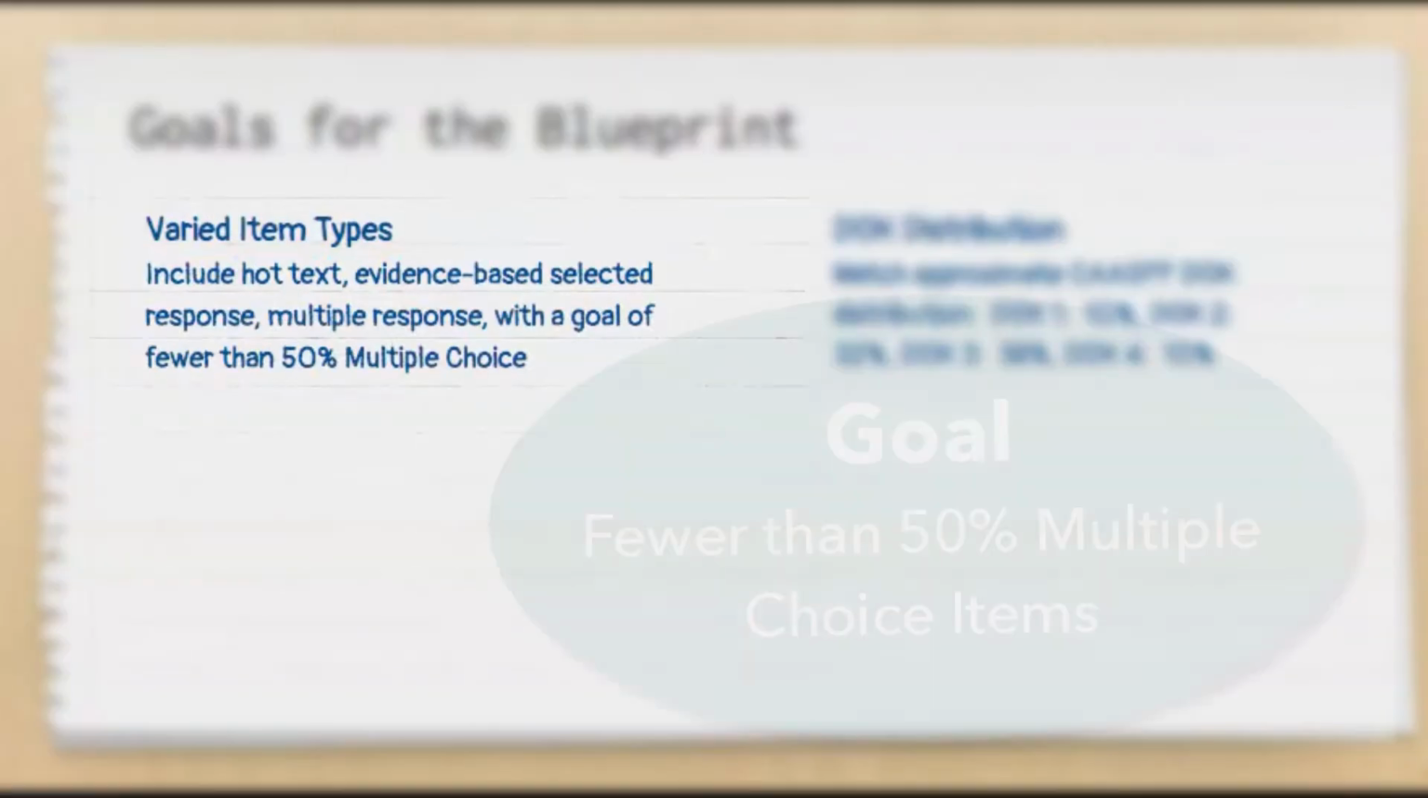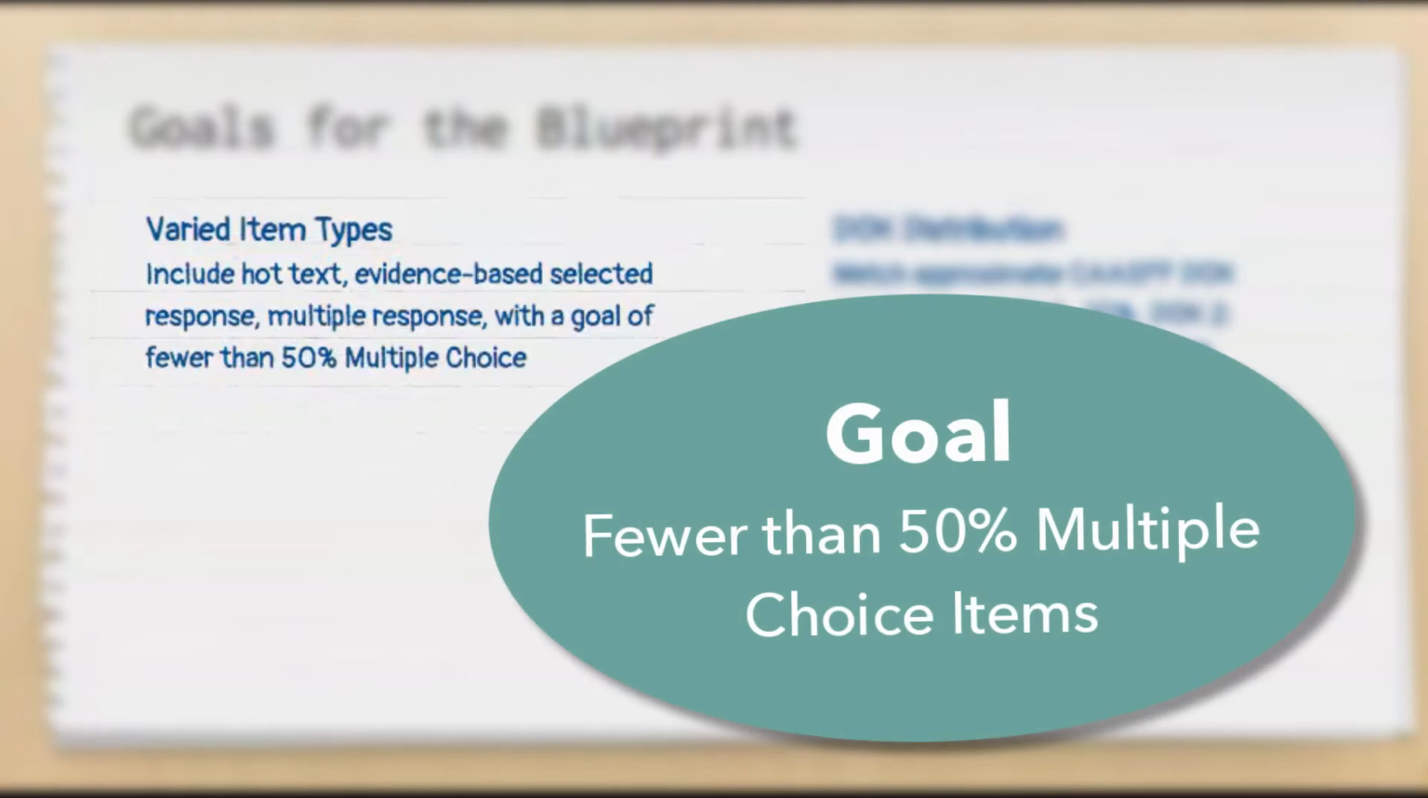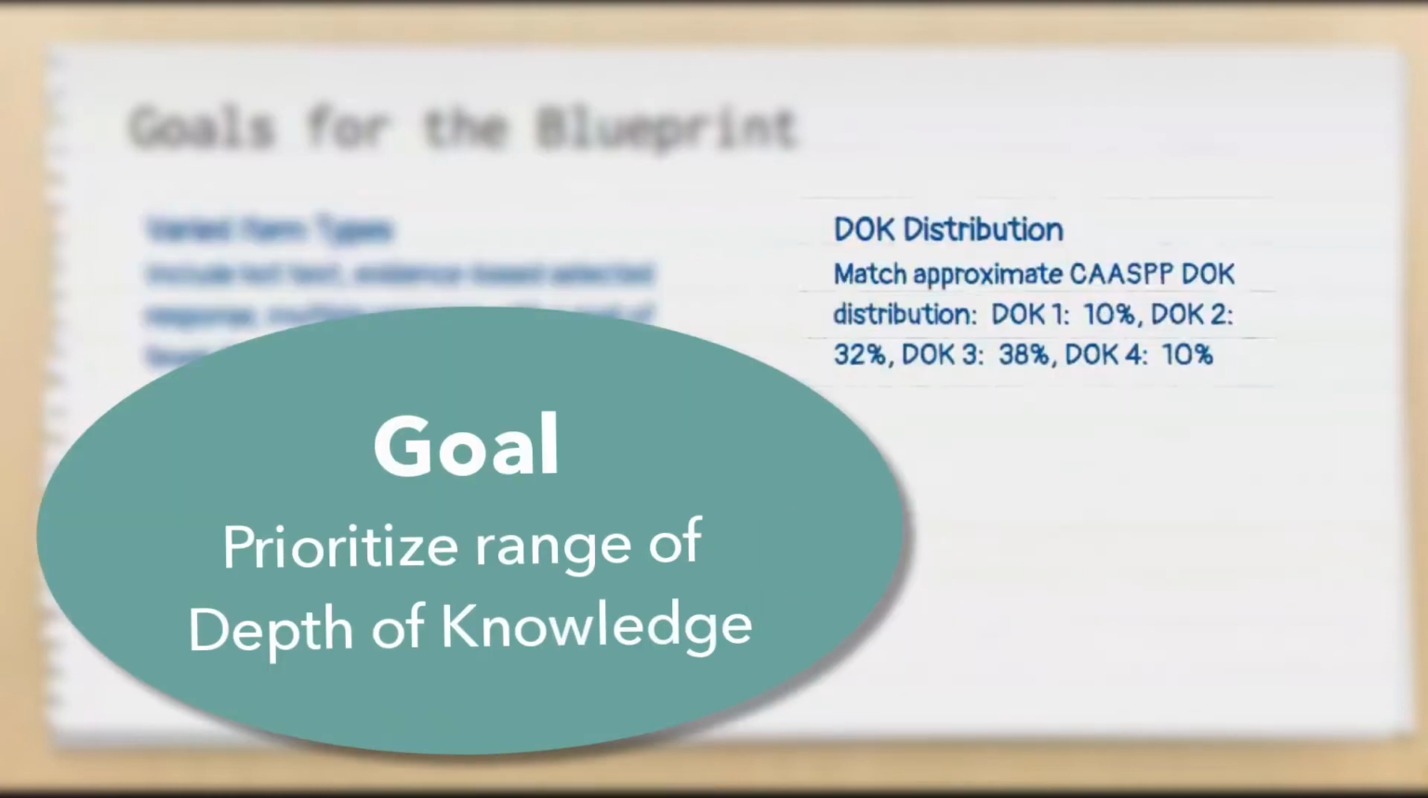Another goal for the blueprint was to develop a test with more than 50% of the items representing non-multiple choice item types. Non-multiple choice item types include hot text, multiple response, and evidence-based selected response. Finally, the team made a range of depth of knowledge a priority, striving for around 10% DOK 1 and 30 to 40% DOK 2 and 3.